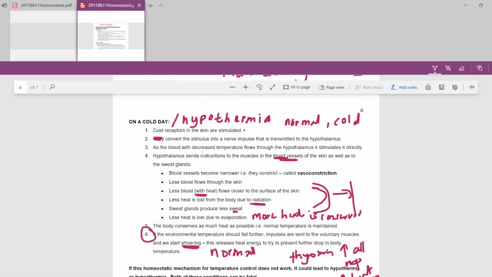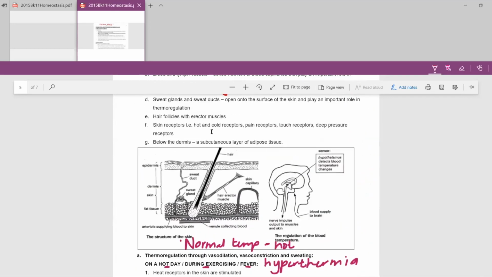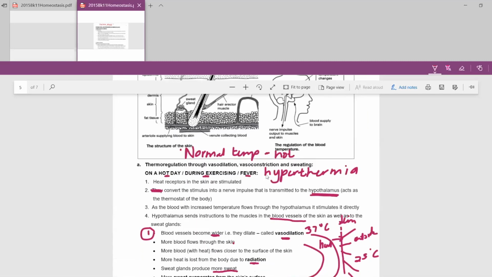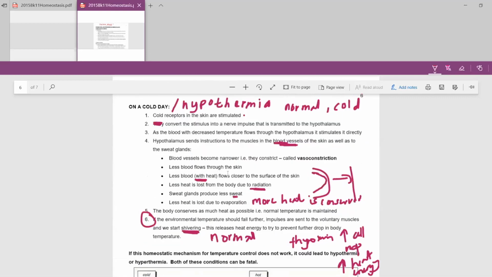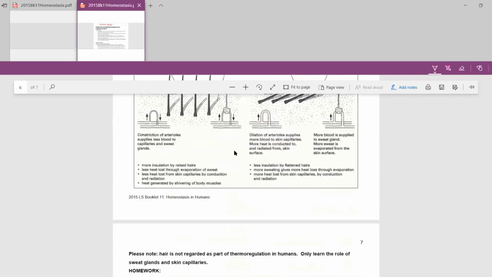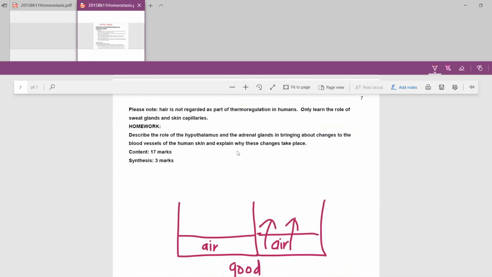So that was homeostasis, and more specifically, that was thermoregulation. And you must know what happens in hyperthermia, which is a fever, exercise, or a hot day, and hypothermia on a very cold day or you're freezing. You must know. They can use any conditions.